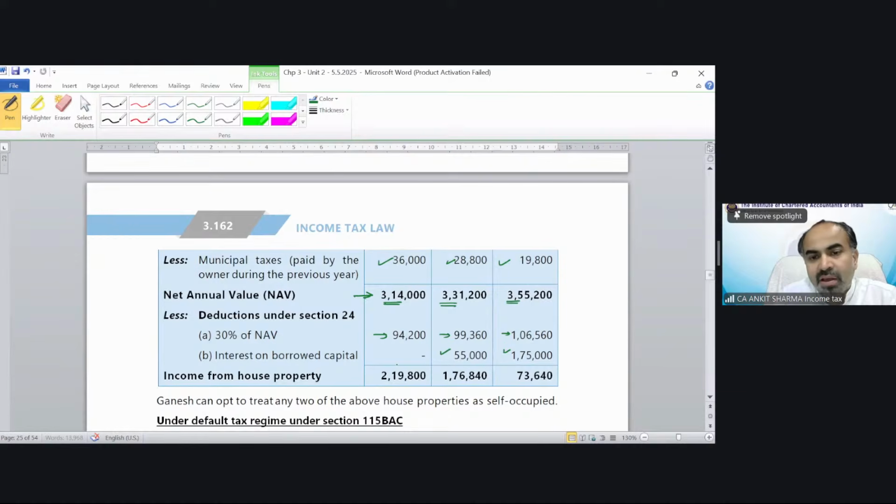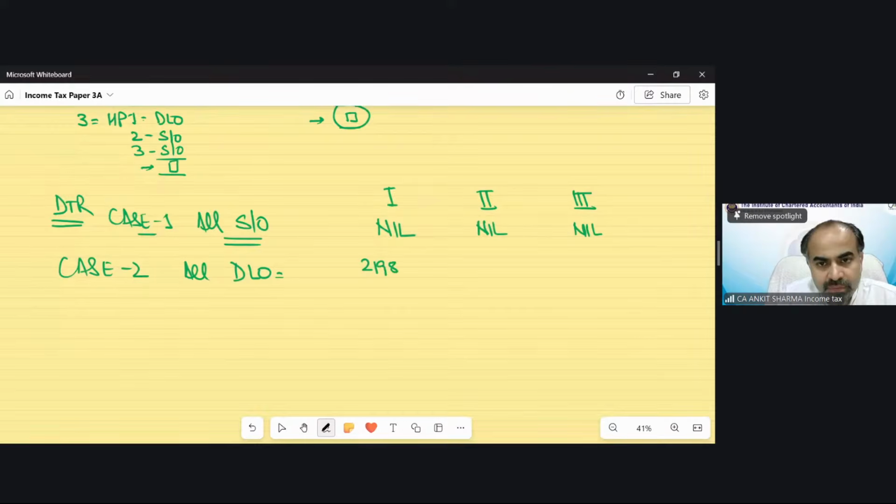So now you can see the value is 219,800, 176,840 and 73,640. So we have the self-occupied value of all these three properties. We have the deemed let out value for all these three properties.